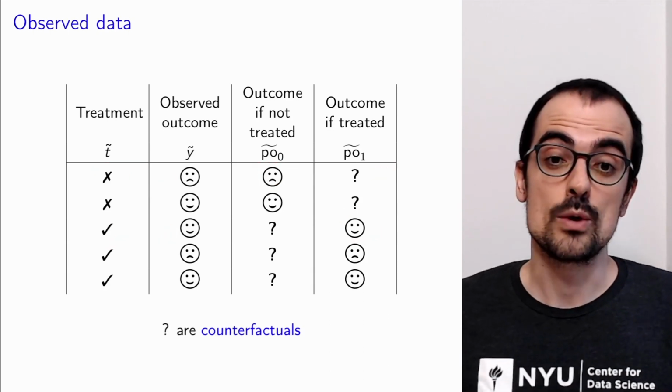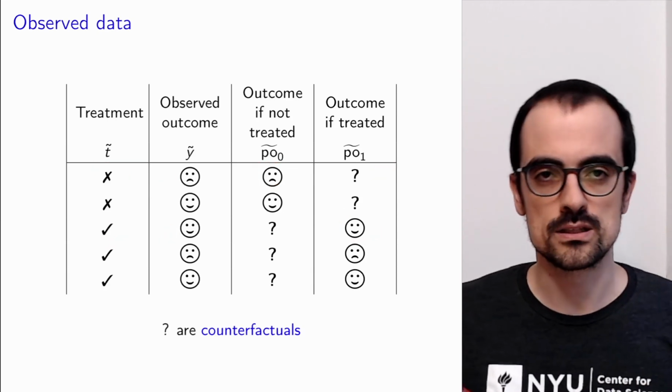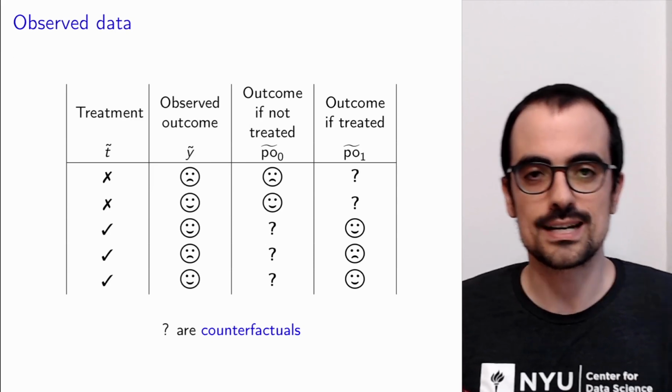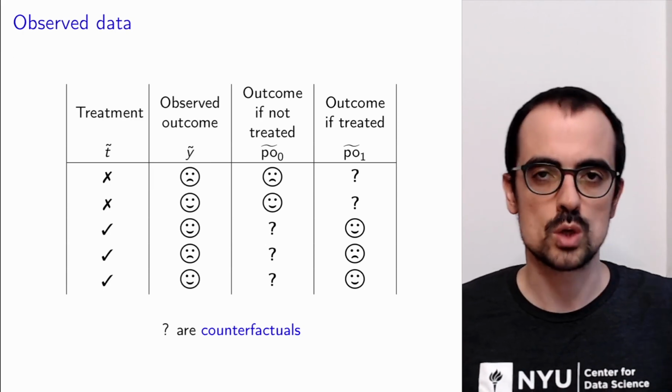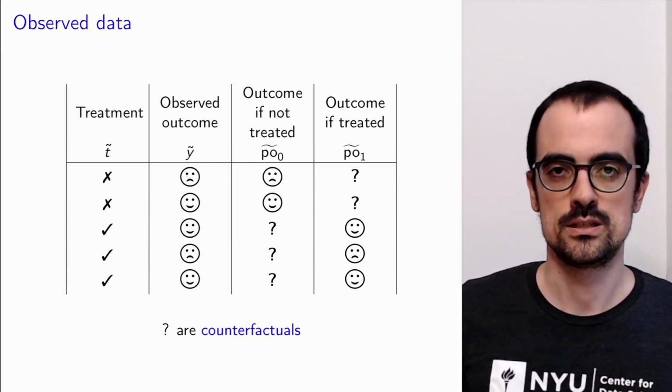We call these unobserved outcomes counterfactual because they're counter to reality. We did give the treatment to this person, and we're asking ourselves what would have happened if we had not given the treatment.